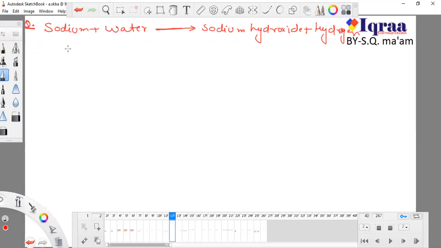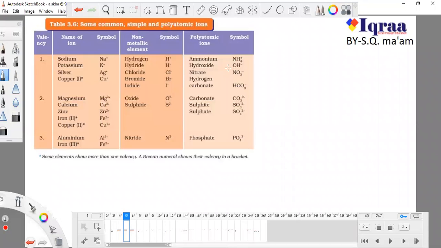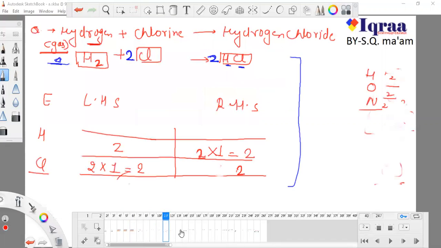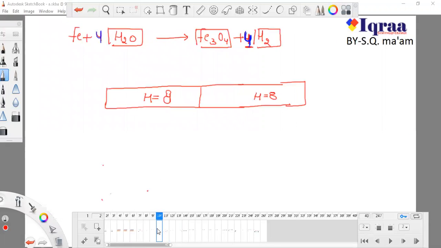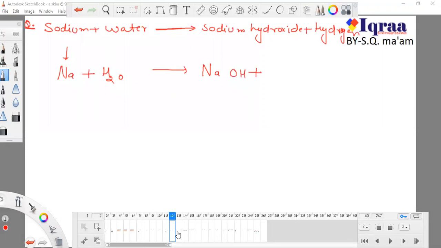Now I know the symbol of sodium is Na, I know water is H2O, and I know sodium hydroxide is, this is sodium and this is hydroxide. How do I know? I know because this is the symbol of hydroxide and this is the symbol of sodium. This is from the 9th class book. I know this because I learned it. Okay, this is hydrogen.